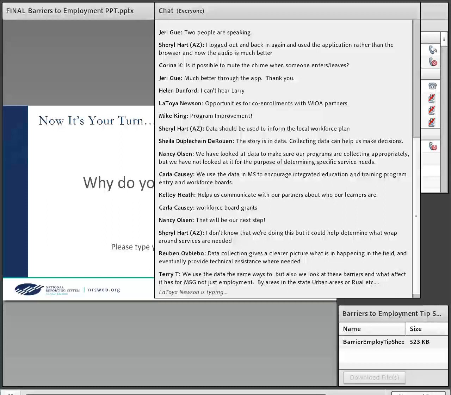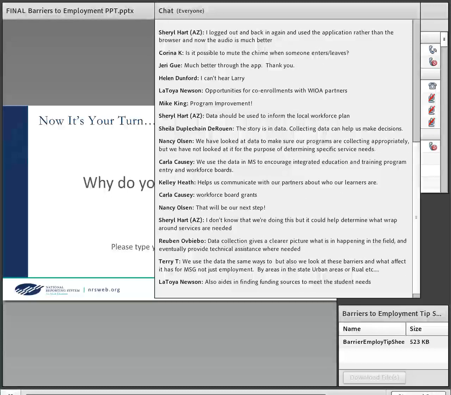We use the data the same ways, but also we look at these barriers and what effect it has for MSG, not just employment. By areas in the state, urban areas or rural, etc. Wow, that's really interesting. And I'm sure that is helpful for you as well, for MSG and for your NRS data. Also aids in finding funding sources to meet the student needs. That's great. I'm so glad to hear that that's been helpful for you.